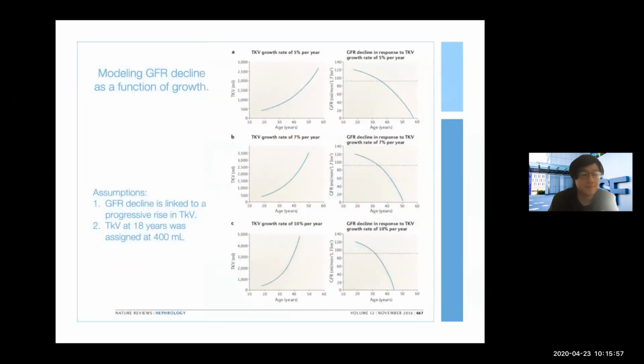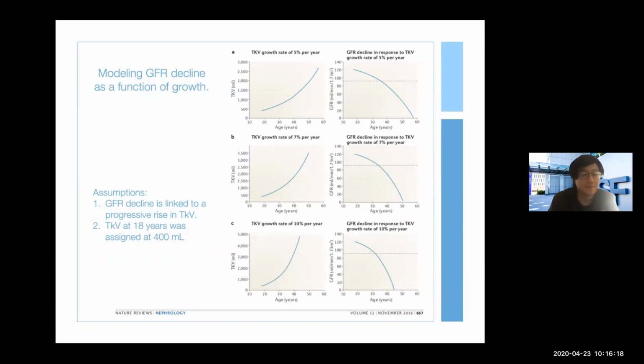So this is a modeling study published in Nature in 2016, just looking at the difference in different growth rates and their effect on GFR decline. So if we look at the average, 5% per year, you can see that these patients are generally going to have a decline in their GFR to the point of needing dialysis in their mid to late 50s.